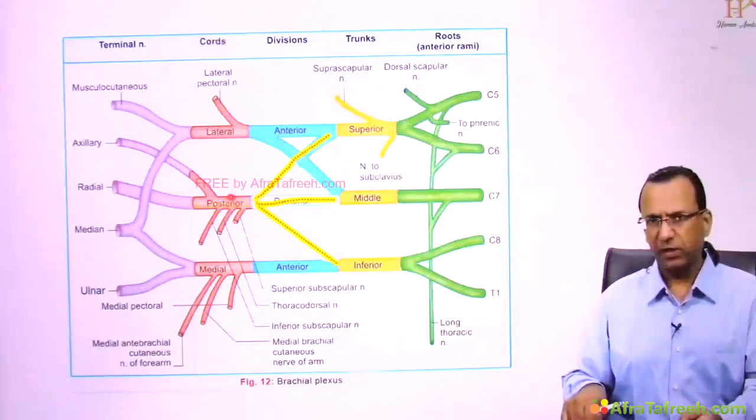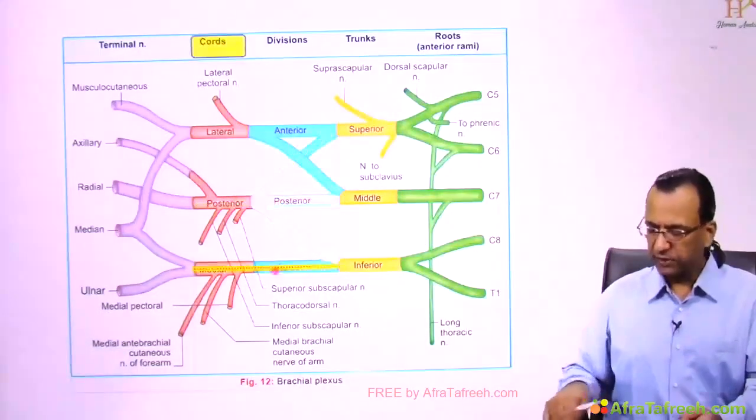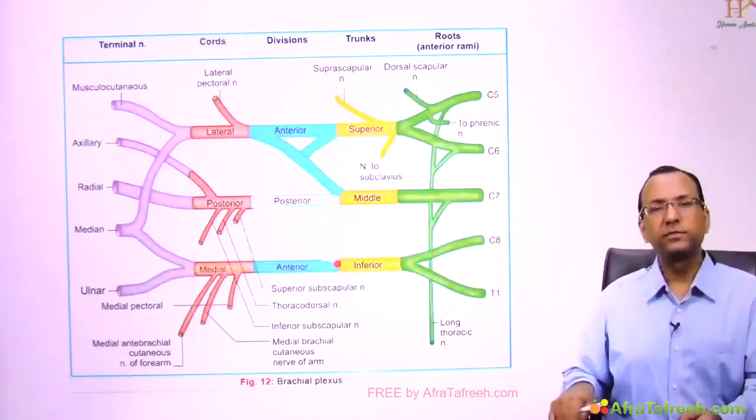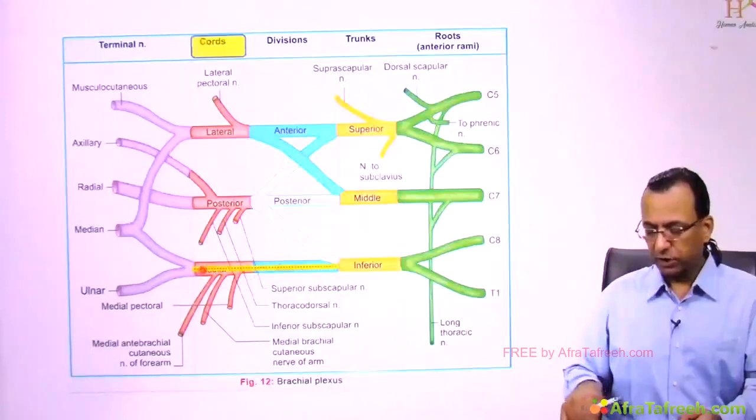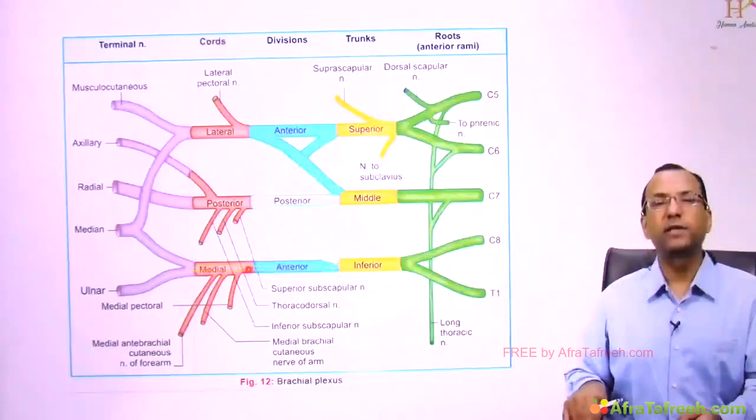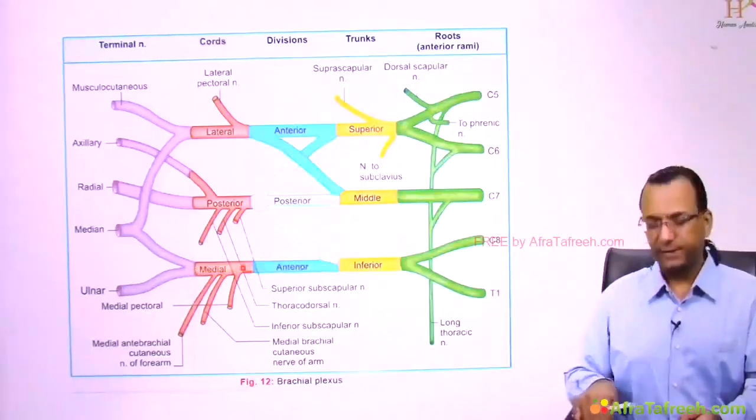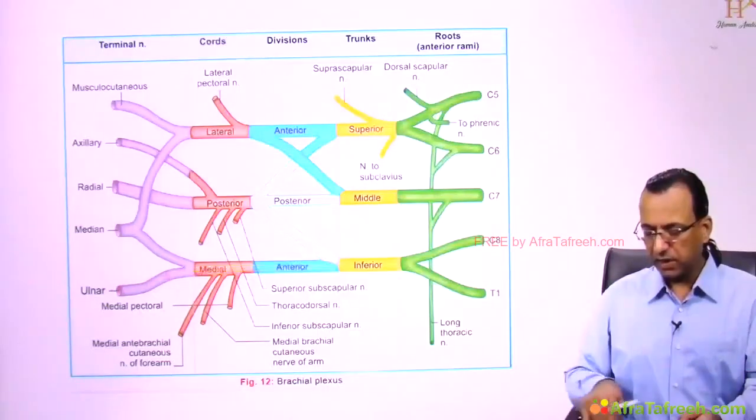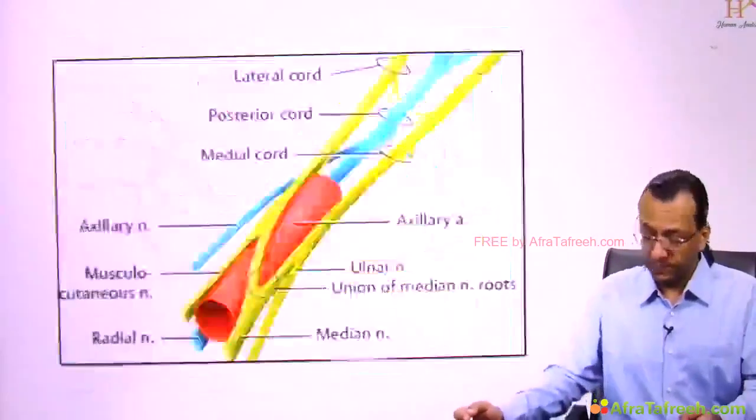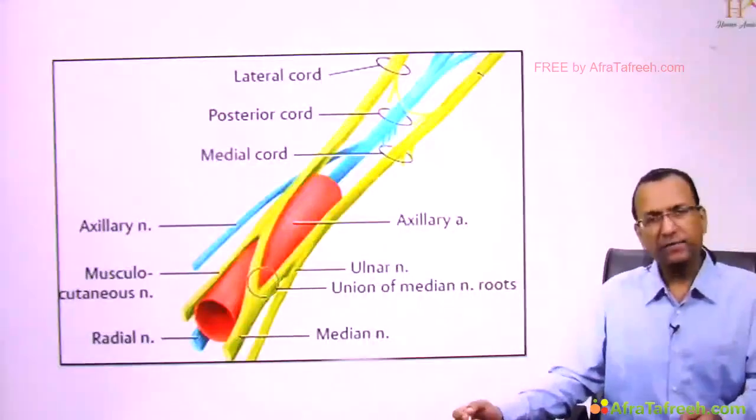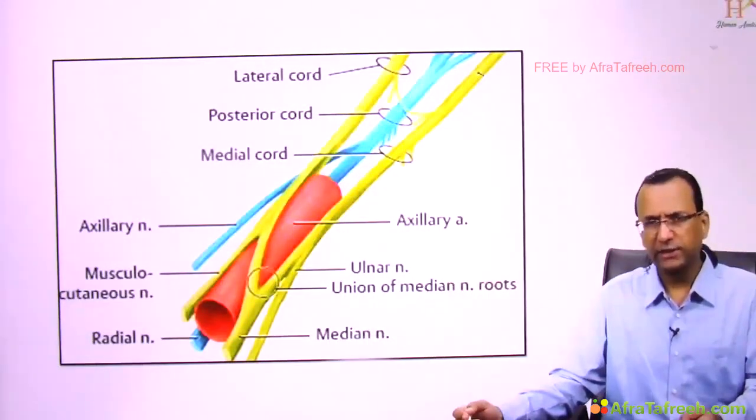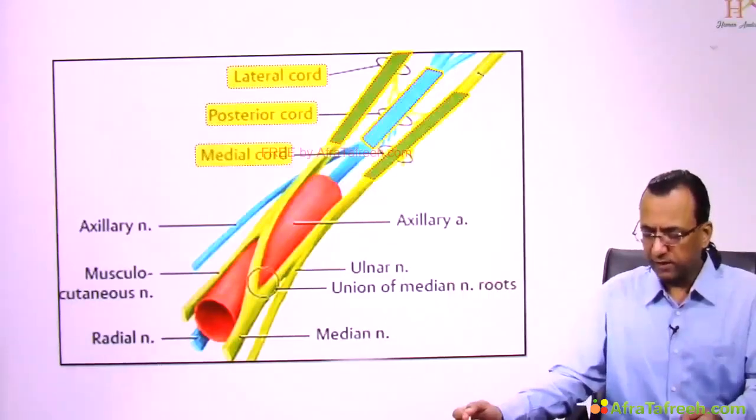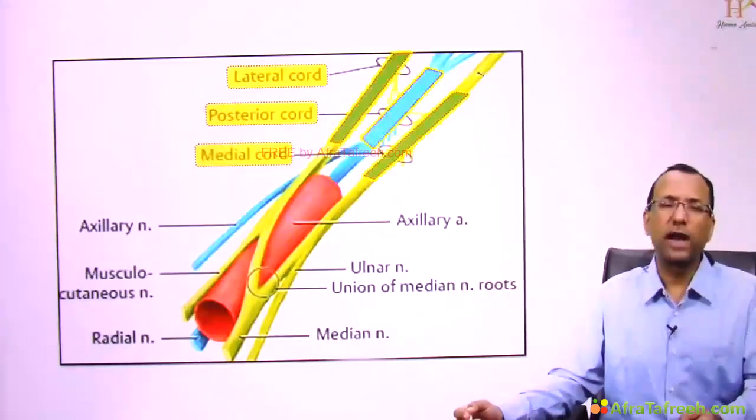And what is left now? What is left is the anterior division of the lower trunk. It continues as the medial cord of the brachial plexus, continuing medially as the ulnar nerve. So this diagram tells you the details again. You see the lateral cord, the posterior cord and the medial cord.